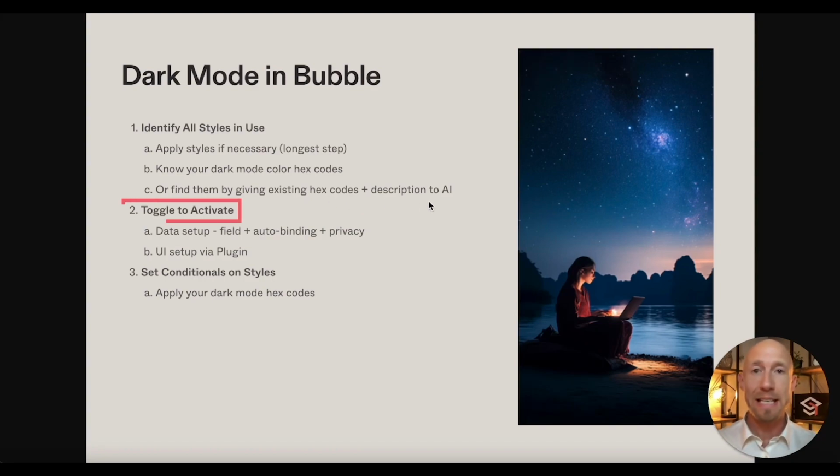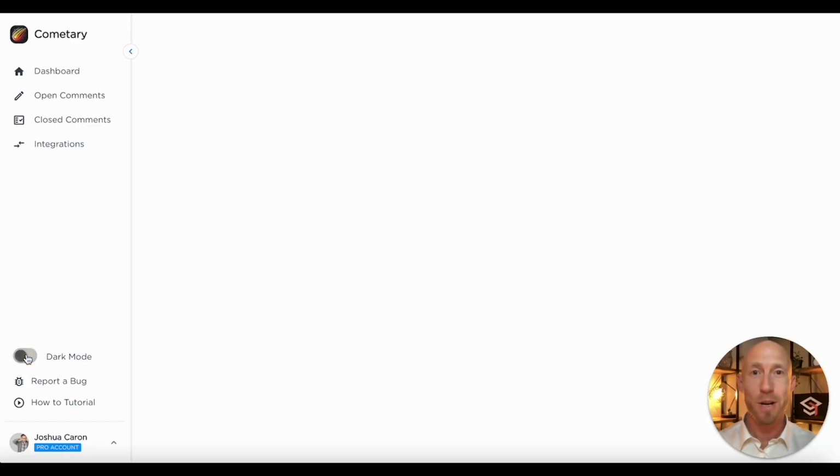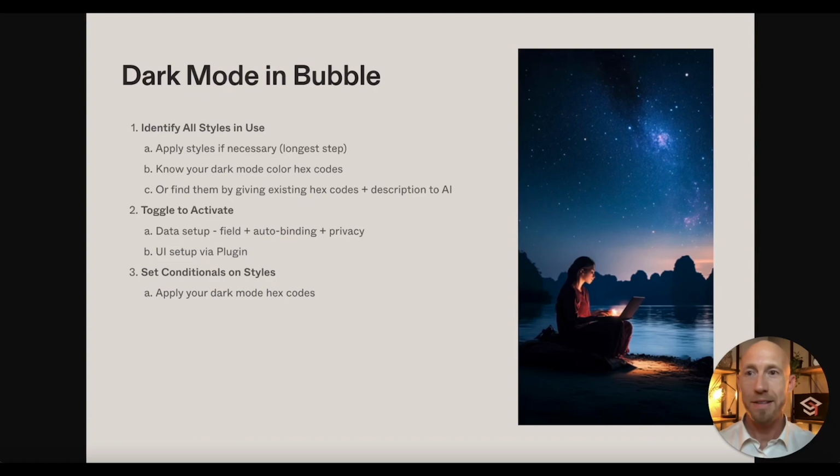And then we're going to see in step two, toggle to activate the dark mode, which we can see here. And it's as satisfying as it looks once it gets onto your app as well. When you reach this moment where you hit that button, it's going to be great. So I'll show you the data setup for that. And there's some auto binding stuff that's going on. There's a piece of data on the user record, so it remembers if they have added dark mode or not. And then there's a UI setup via plugin. And then finally, yes, it is setting the conditionals on the styles, so applying the dark mode hex colors that we get from here. And we'll see that all happen now.